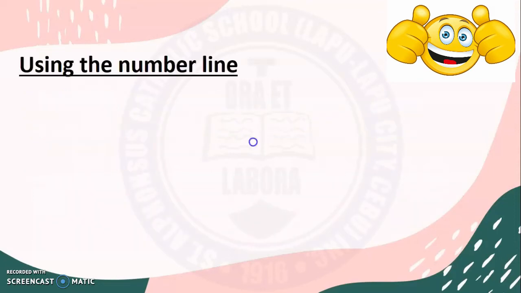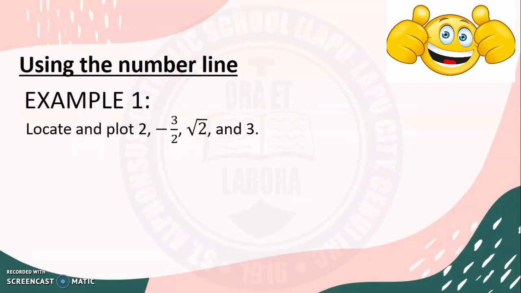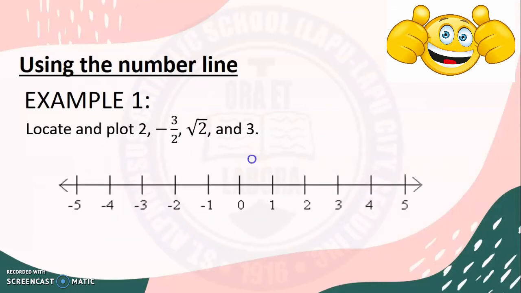First, let's discuss using the number line. Example number 1. Locate and plot 2, negative 3 over 2, square root of 2, and 3. First, let's draw a number line. Next, let's locate and plot these given numbers. Let's have 2. 2 is located this part of number line, so plot 2.